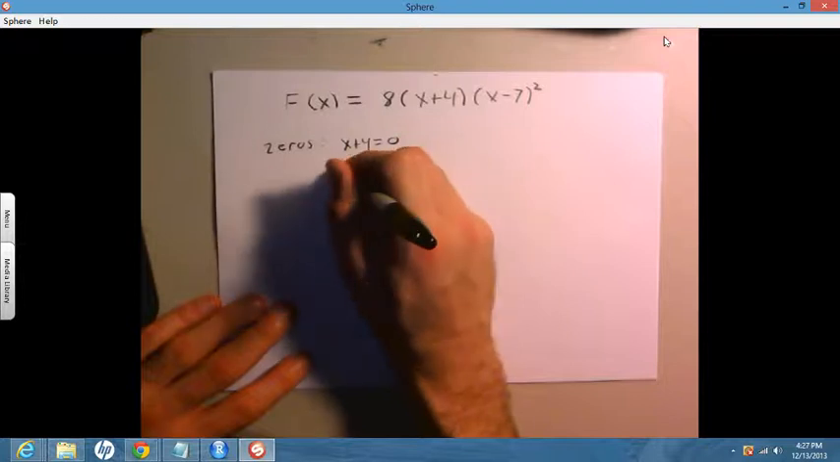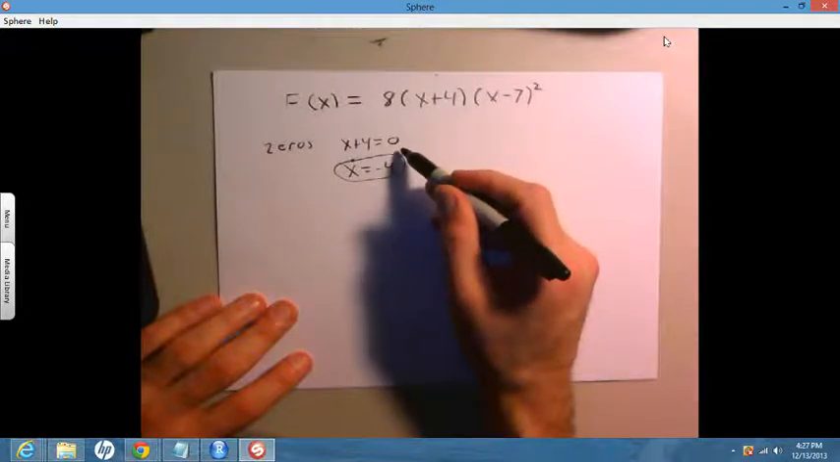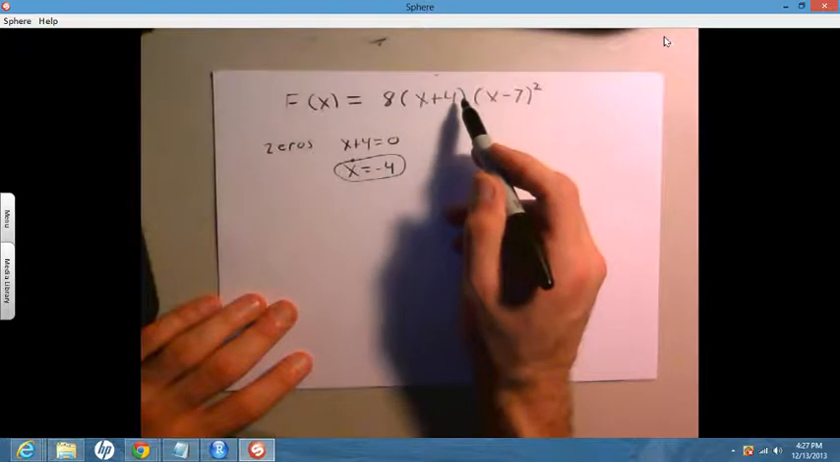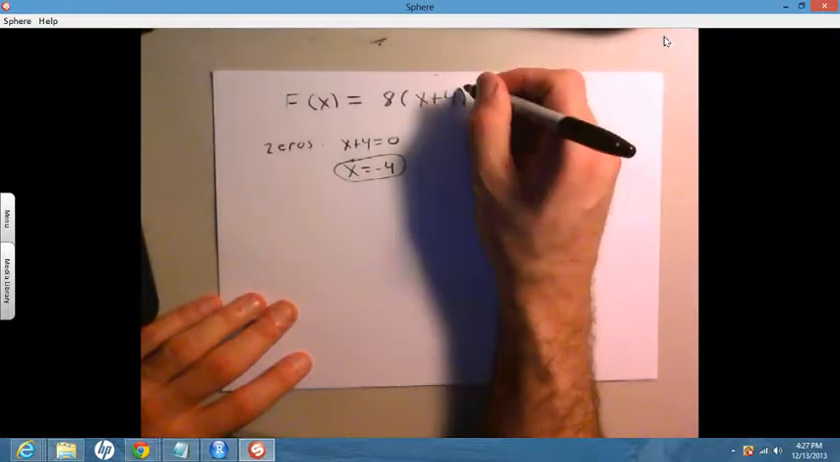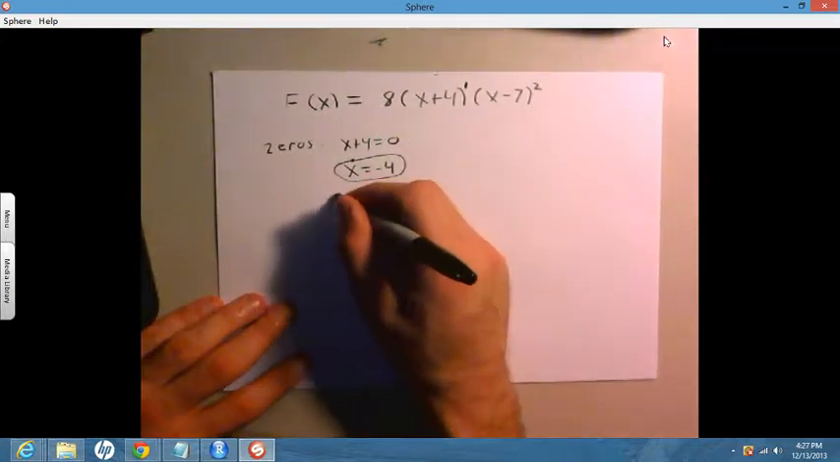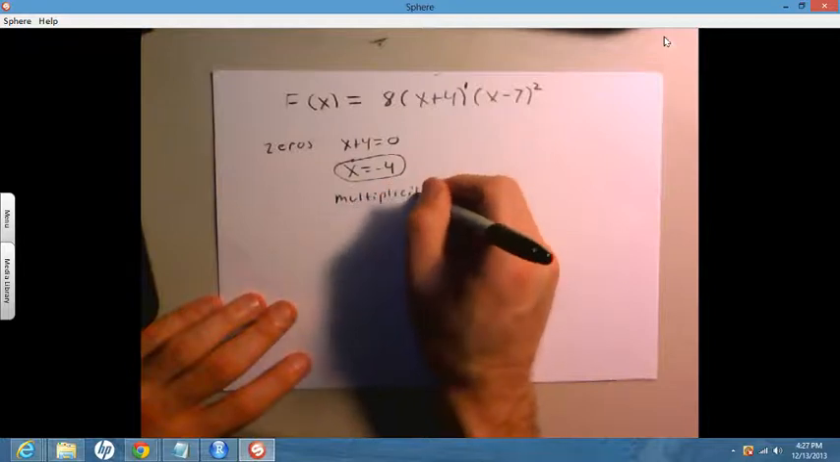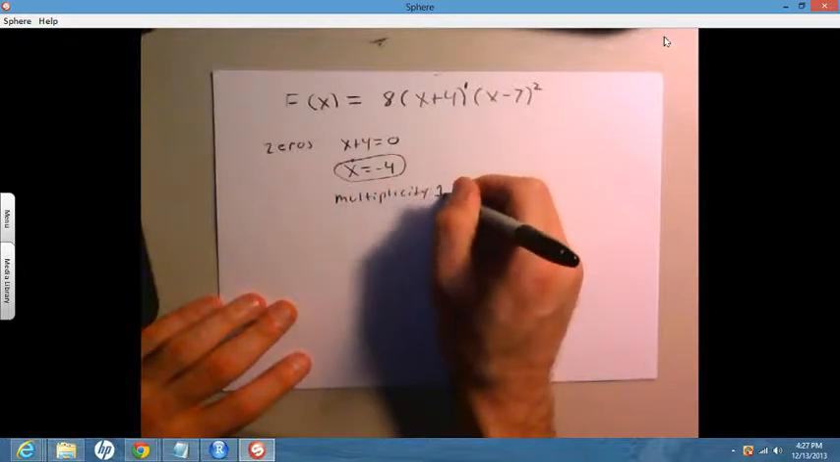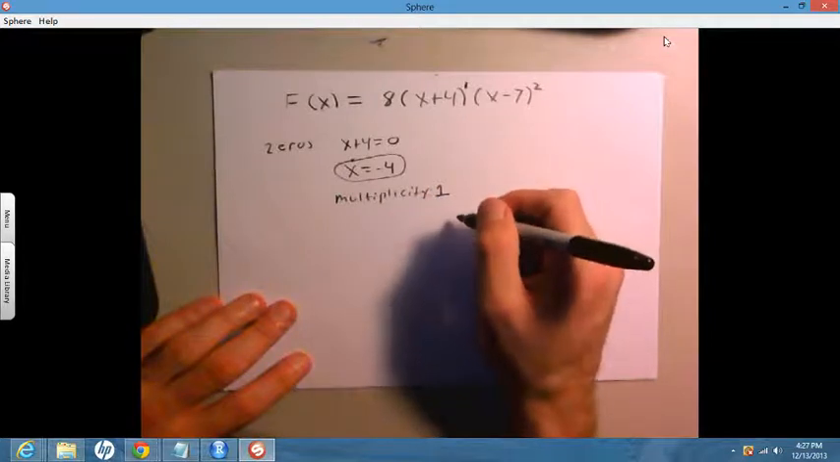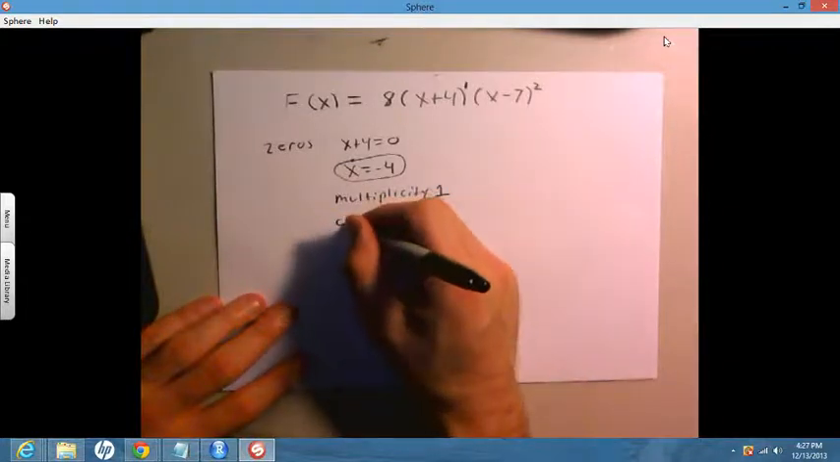So this is my first 0. Now, for the multiplicity of this 0, I look at the factor associated with that 0, which is x plus 4, and I look at the number of times it occurs in the function. Well, there's a 1 up here, even though we don't always write it. So the multiplicity of this 0 is 1. And what that means is it's an odd multiplicity, so the function is going to cross the x-axis. And you'll see more what that means.